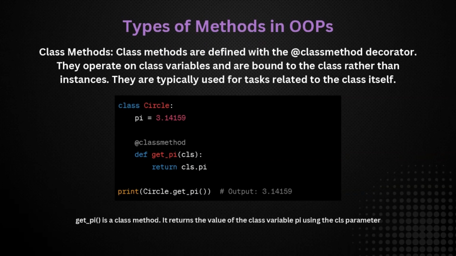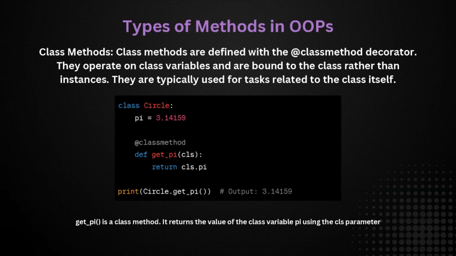Now let's understand what a class method is. Class methods are used with the @classmethod decorator. The first thing to remember is that they operate on class variables and are bound to the class rather than the instances. They are typically used for tasks related to the class itself. So class methods, as the name suggests, are used within the class and are bound to the class rather than the object. And for that, we use the decorator classmethod before defining it.